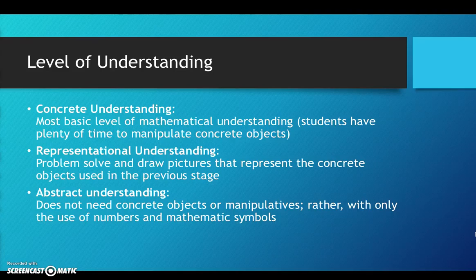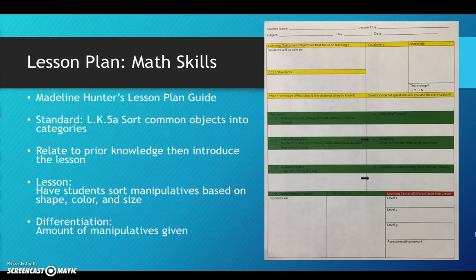Level of understanding. Concrete understanding is the most basic level of mathematical understanding, when students have plenty of time to manipulate concrete objects. Representational understanding is when students problem solve and draw pictures that represent the concrete objects used in the previous stage. Abstract understanding does not need concrete objects or manipulatives, rather only the use of numbers and mathematical symbols.